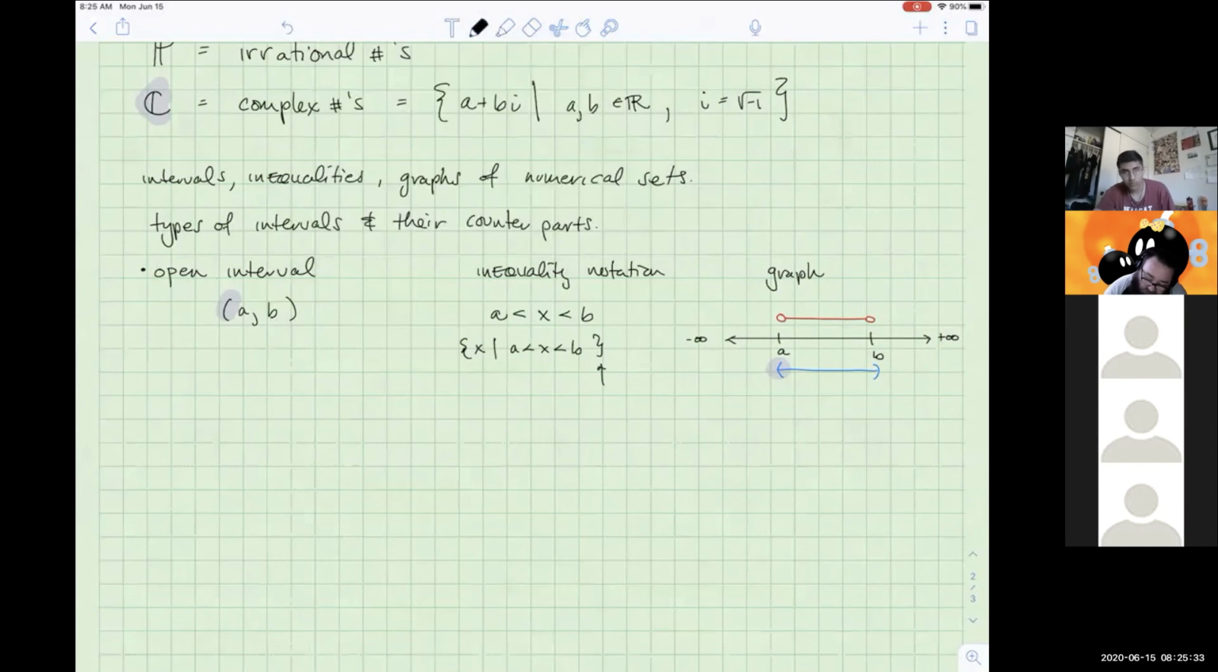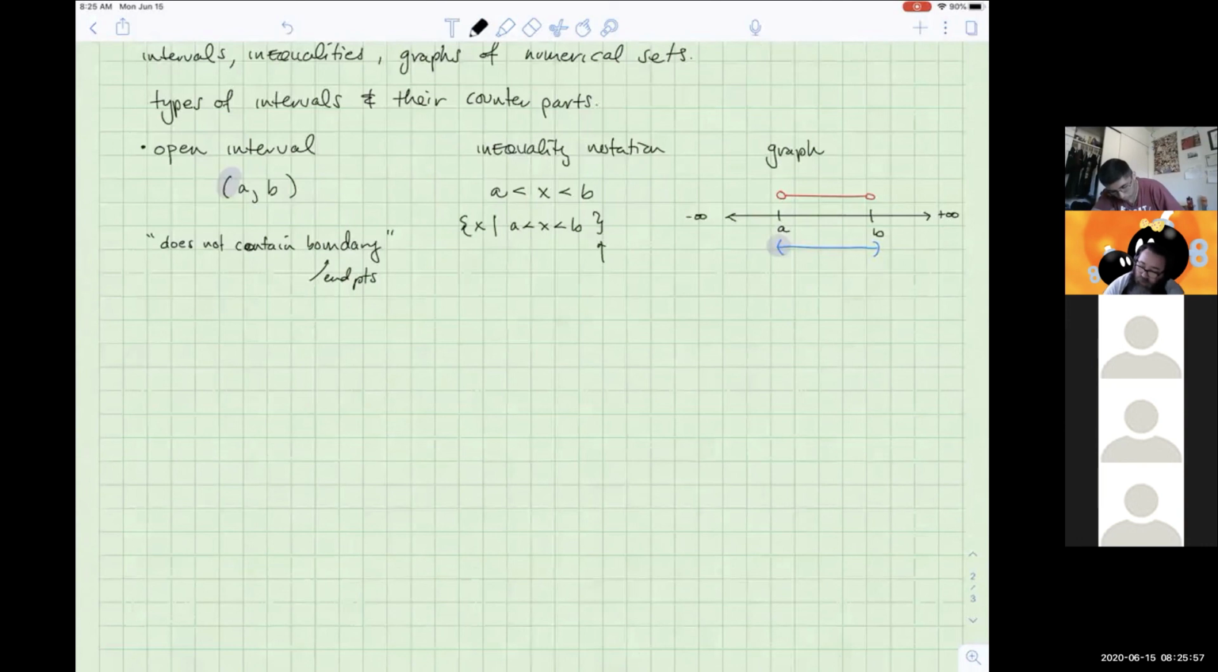The next type of interval. So open interval, I should say in a more advanced way, does not contain the boundary. And the boundary is here A and B. That's the bounds, the endpoints. In one dimension, left and right, that's just the endpoints, although the boundary is a little bit more complicated in higher dimensions.